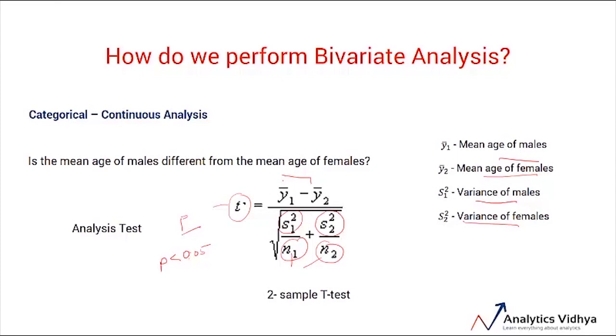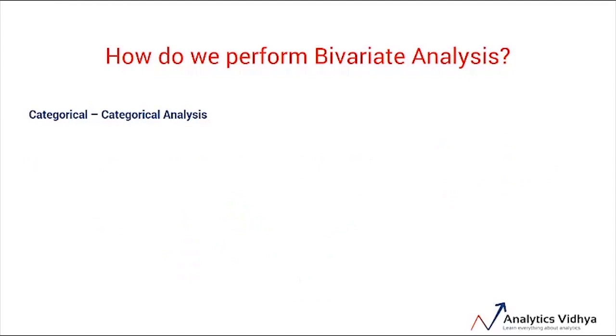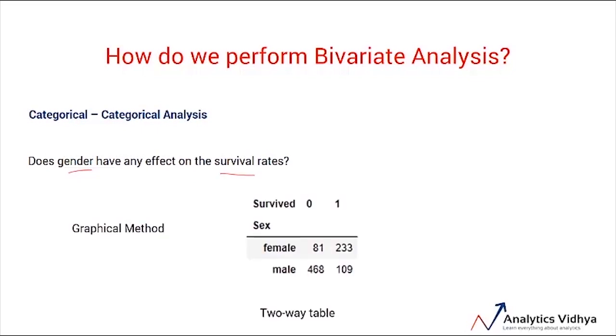Let's move to the last kind of bivariate analysis, where we study the relationship between two categorical variables. In this kind of analysis, we try to answer questions like, does gender have an effect on survival rates? Now both sex and survival are categorical variables. To analyze the relationship between two categorical variables, we can create a two-way table such as this.